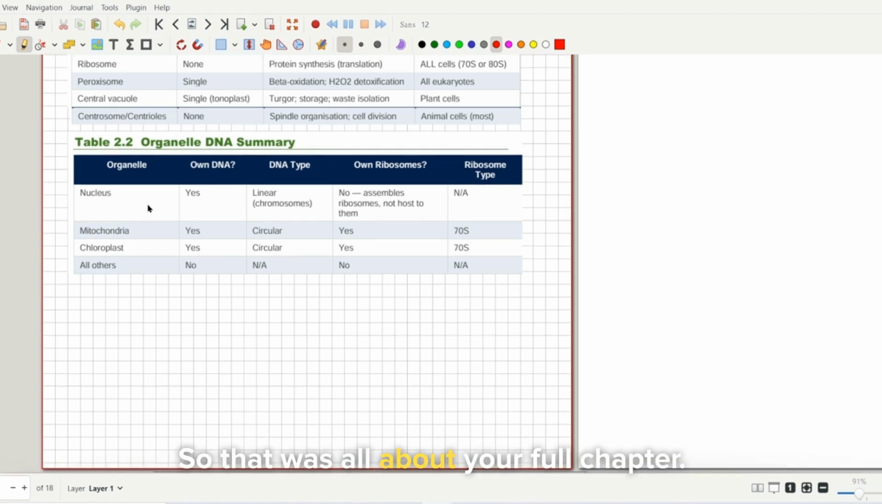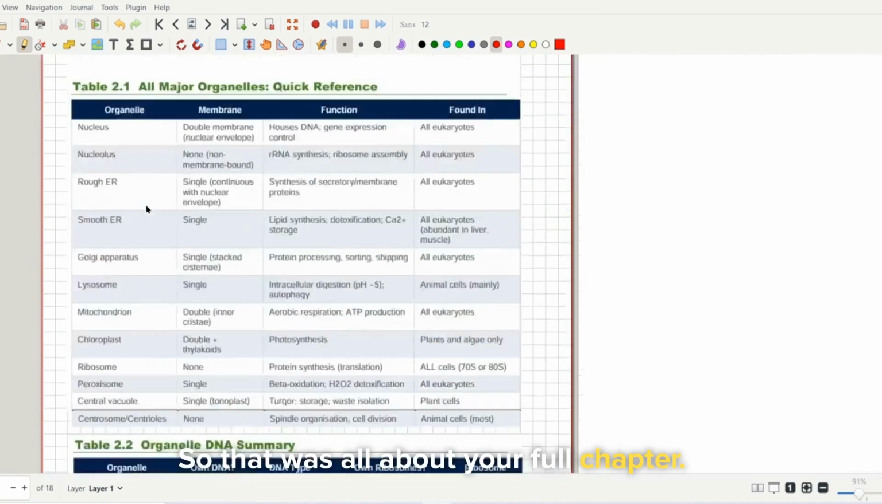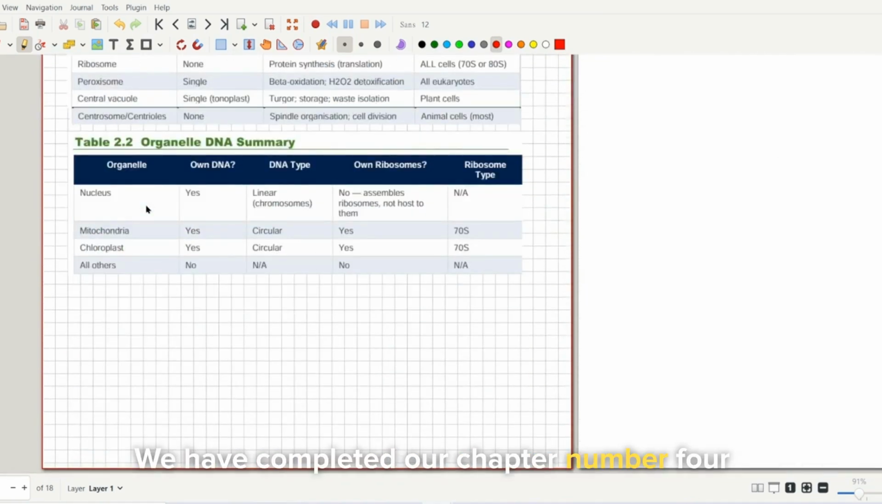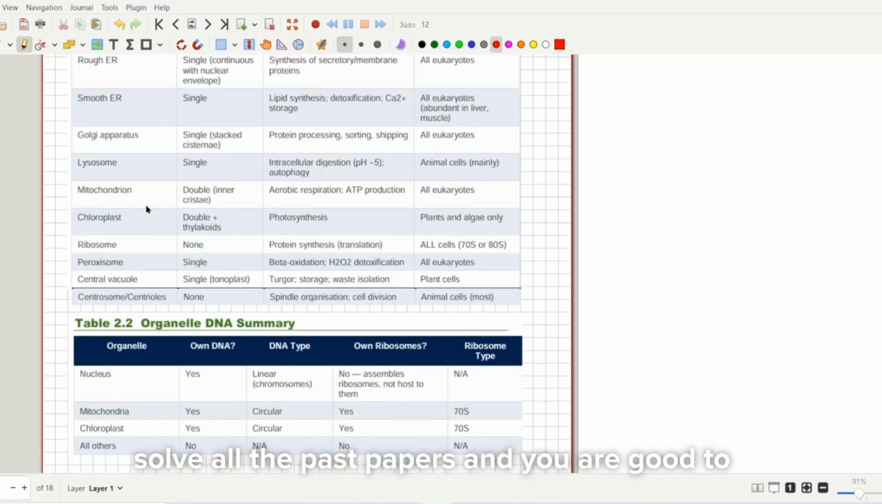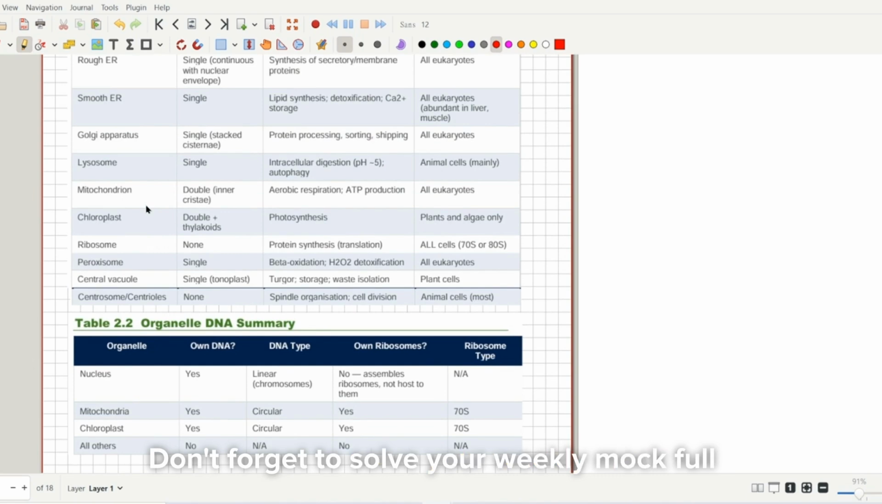So that was all about your full chapter. We have completed our chapter number 4, and there is going to be a test. Complete that test, practice as many MCQs as you can, solve all the past papers, and you are good to go.